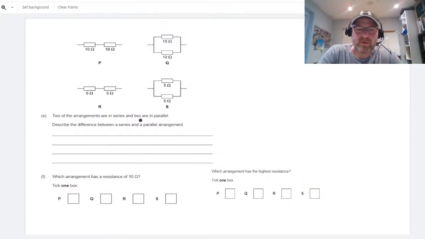Another simple one. We've got two arrangements. Two are in series, two are in parallel. Describe the difference between a series and parallel arrangement. Which arrangement has a resistance of 10 ohms? Which arrangement here has the highest resistance? Does anyone know which of these four circuits has the highest resistance?